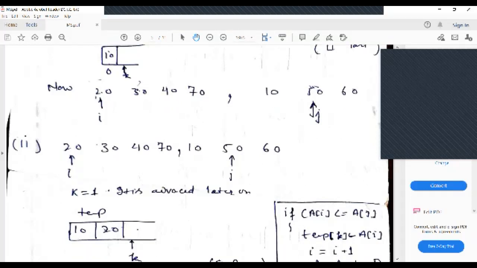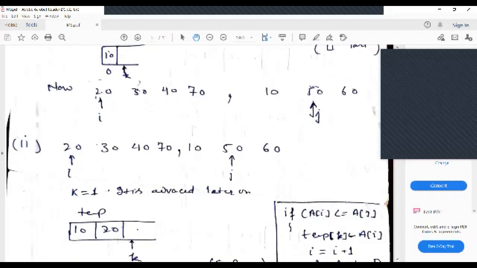Yes, sir. Yeah, good. Okay, now again compare this 40 to the 50. If a[i] is less than or equal to a[j], yes, put this a[i] to the temporary array, 40 हो जाएगा, then increment i to i+1, 70 हो जाएगा.